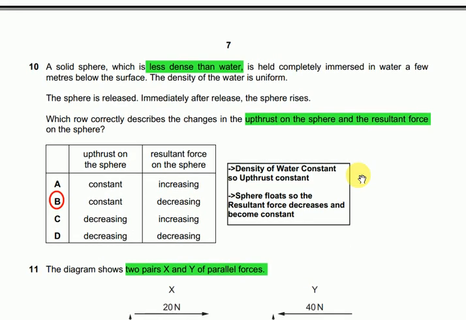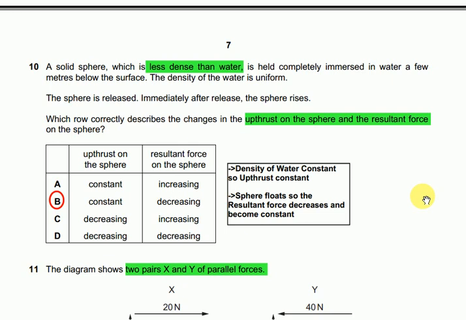Question number 10 says that a solid sphere which is less dense than water is held completely immersed in water a few meters below the surface. The density of the water is uniform. The sphere is released. Immediately after release, the sphere rises. Which row correctly describes the changes in the upthrust of the sphere and the resultant force on the sphere?